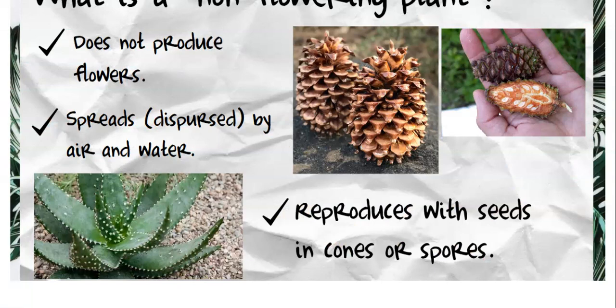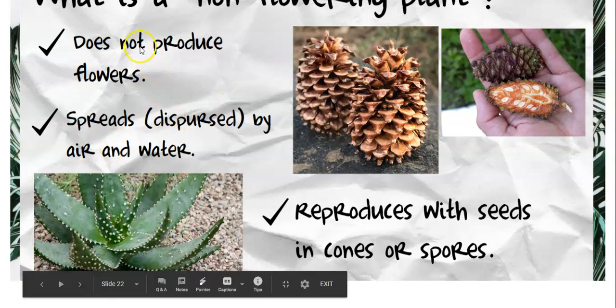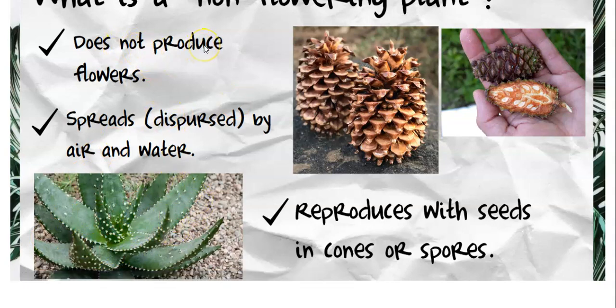But then we have non-flowering plants. Non-flowering plants do not produce flowers. So a lot of the time, if you go outside, like we have really big bushes in our front yard and they don't have flowers on them. They don't produce fruit. They don't produce flowers. They just have leaves on them. And that is because it's a non-flowering plant. So here's a picture of a non-flowering plant as well. They don't produce flowers. They don't produce fruit. Their seeds are dispersed by air and by water, which is pretty cool.